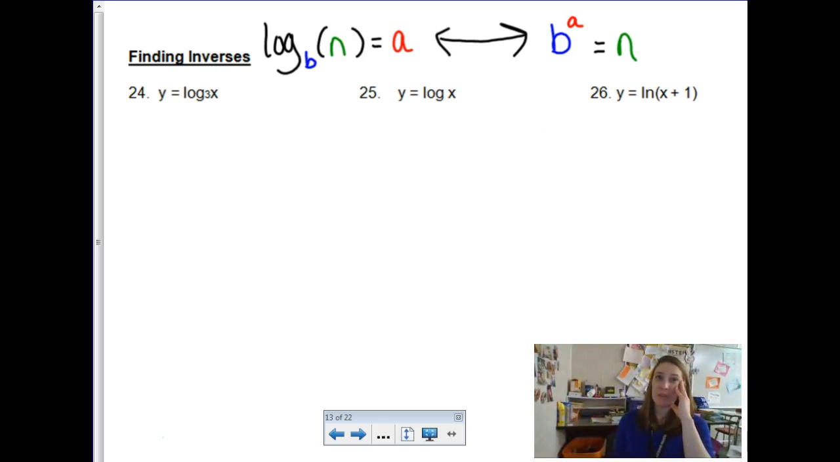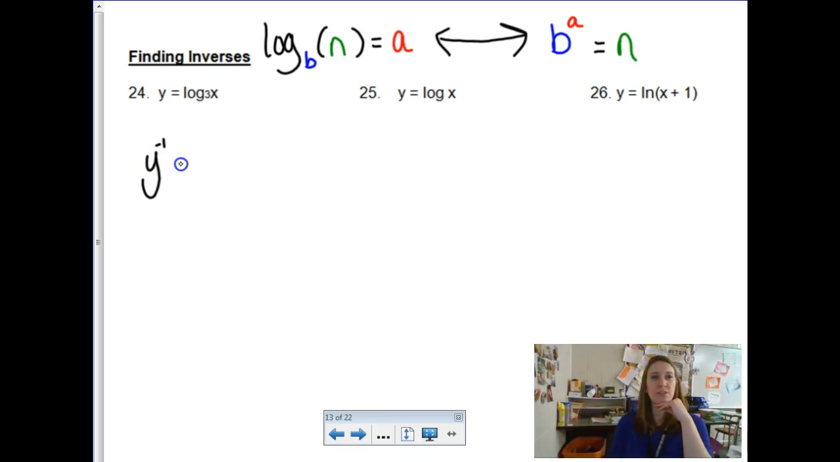The easiest way to come up with an inverse for this is just to remember that a logarithm and an exponential problem are just simply inverses of each other. So I'm not even going to go through all the steps of finding an inverse. I'm going to save that for another time. We have to learn something about exponentiation first.